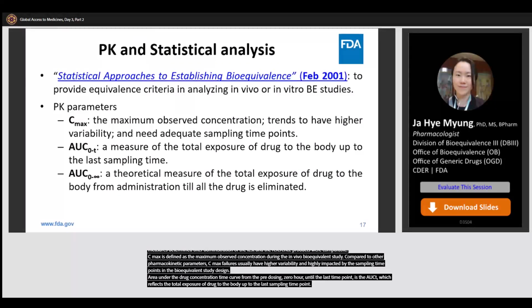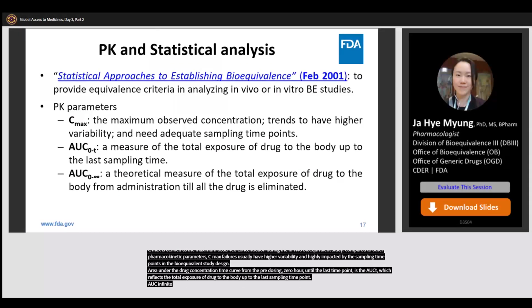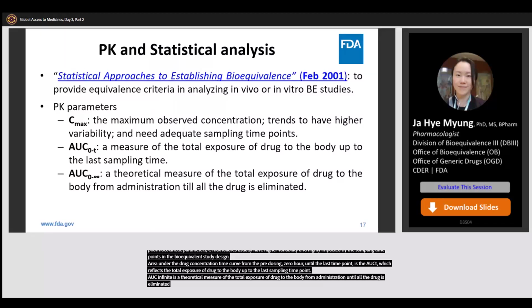AUC infinity is a theoretical measure of the total exposure of drug to the body from administration until all the drug is eliminated. The area under the curve is dependent on the rate of elimination of the drug from the body and the dose administered.